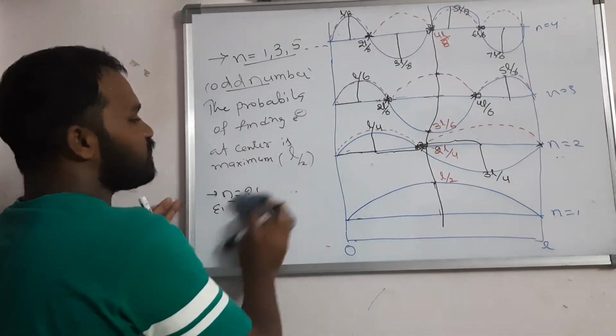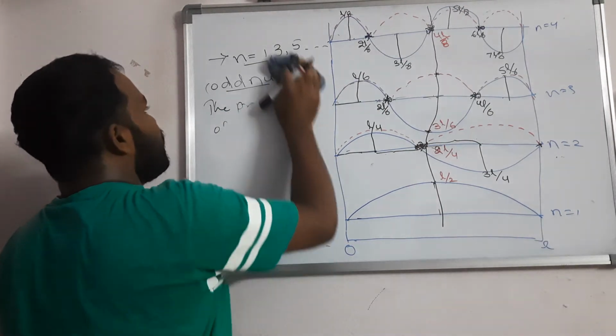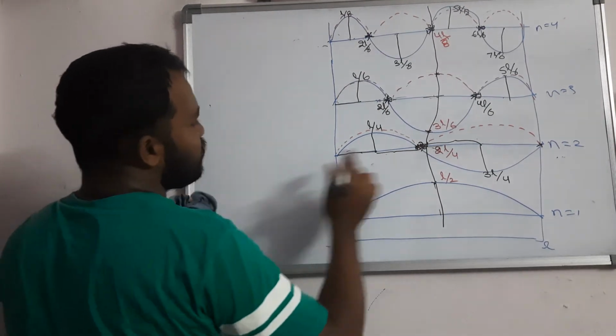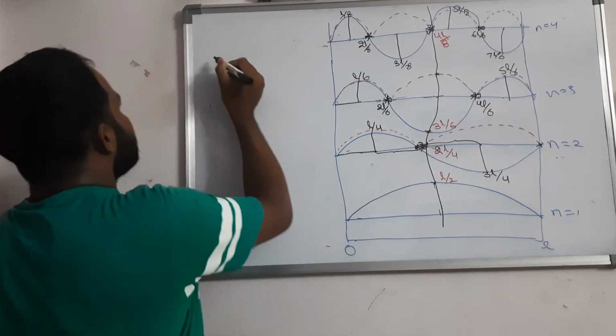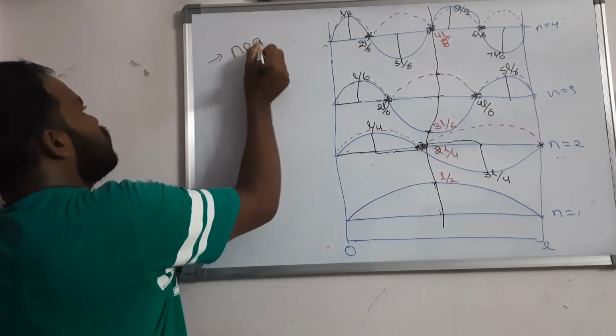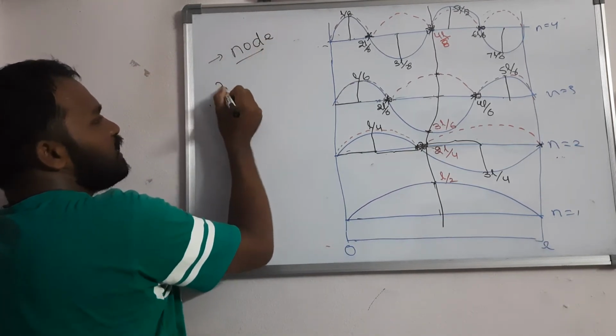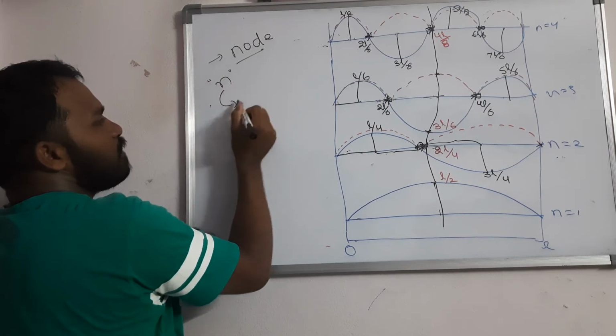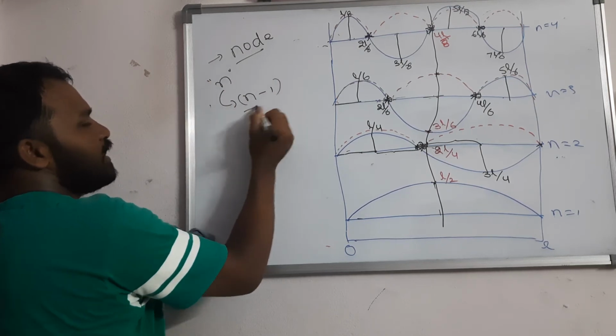So these are the two points we covered. The point which touches this line is called a node, you should write. If n is there, then we have n minus 1 number of nodes. You should write the next point.